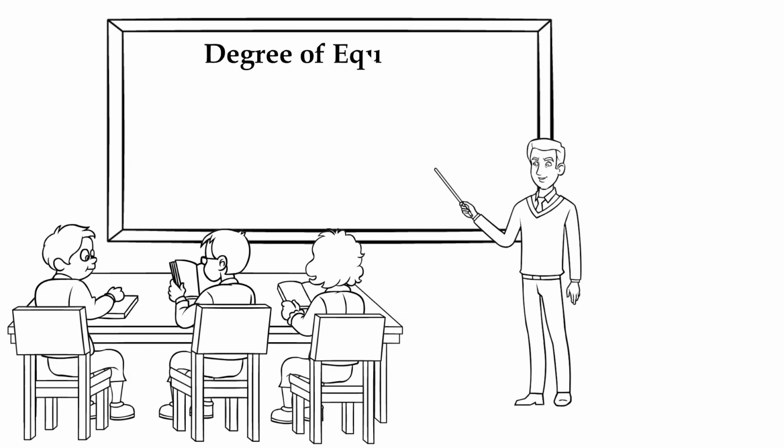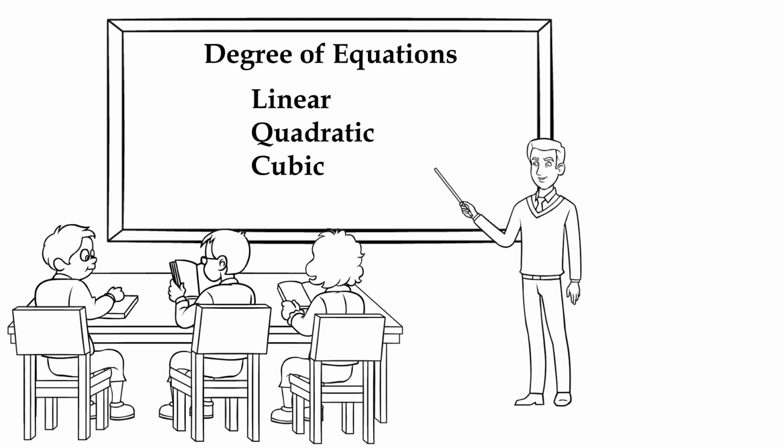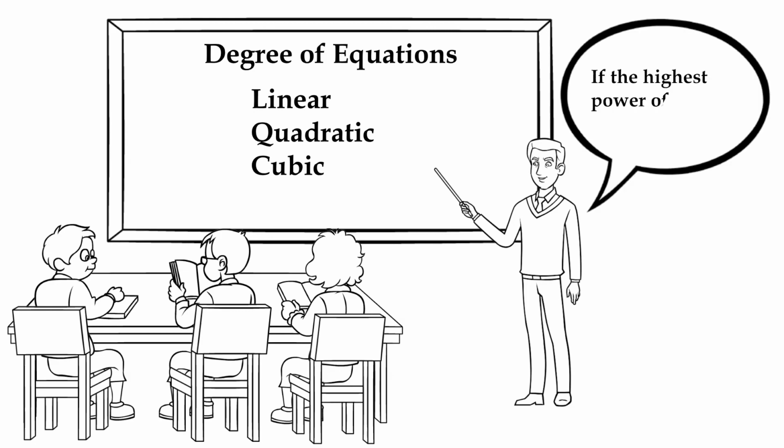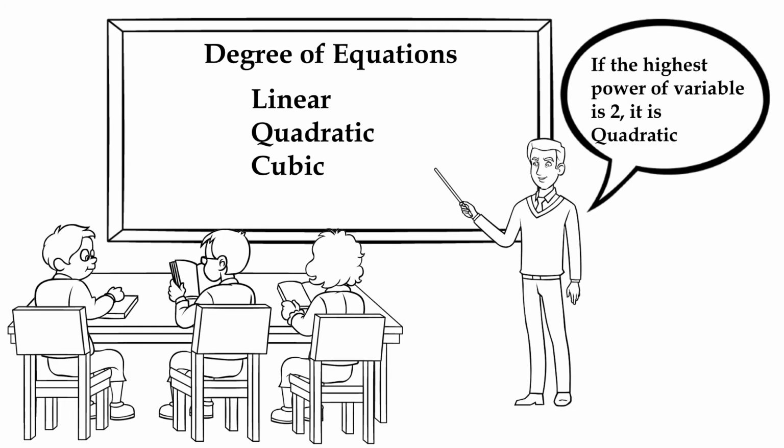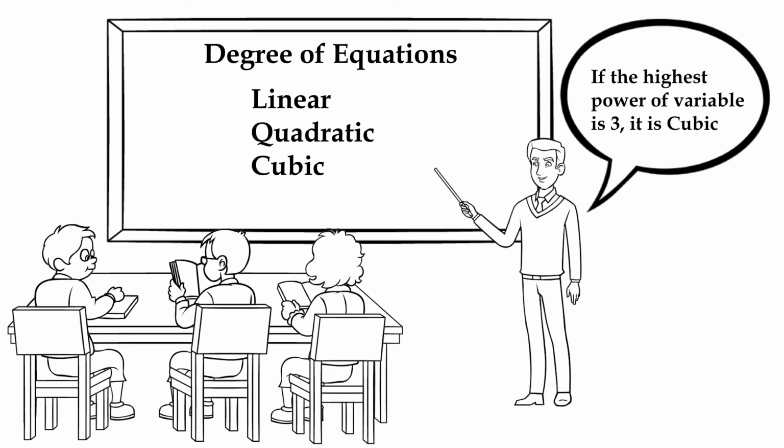The degree of an equation is the highest power of the variables in the equation. If the variables are of first order, then the equation is known as a linear equation. If the variables are of second order, they are called quadratic equations. If the variable has a power of 3, then they are known as cubic equations.